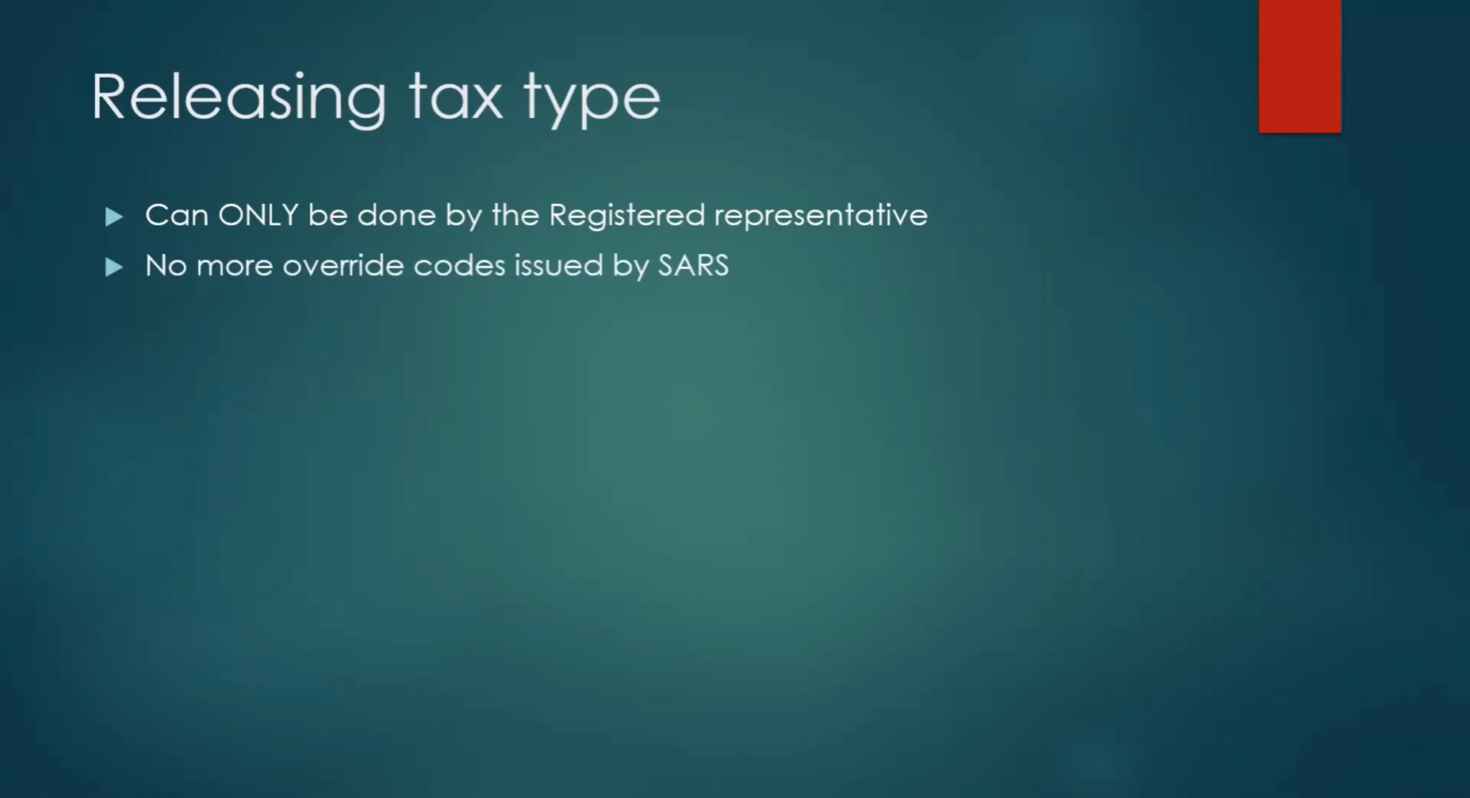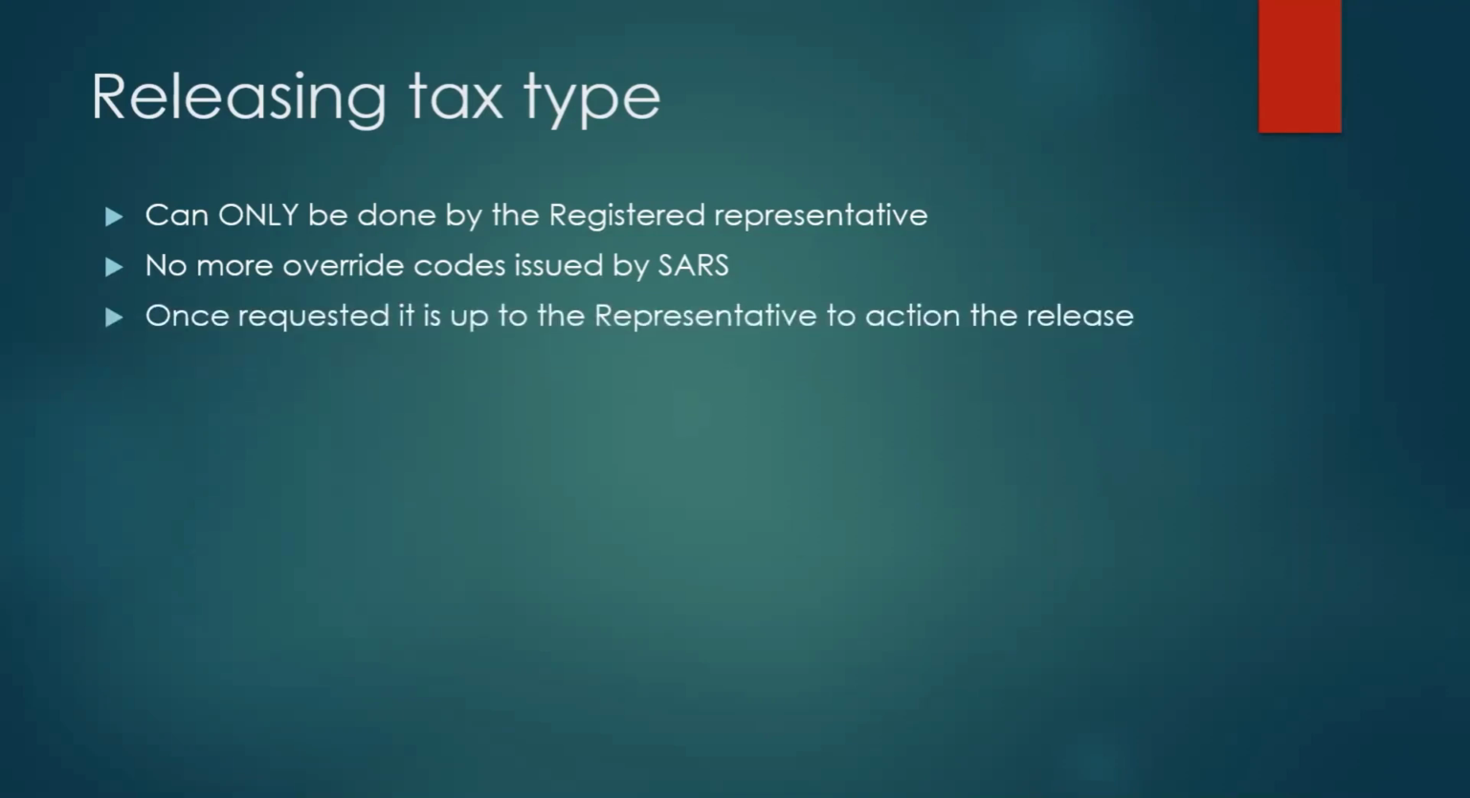There's no more override codes issued by SARS. So previously we saw that after the 5 days, if the tax type request wasn't actioned, you could request an override code, and then whoever requested that tax type could then insert that override code, and then the tax type would then become active on their side. So that's no longer the case anymore. As I said, it can only be done by the registered representative.